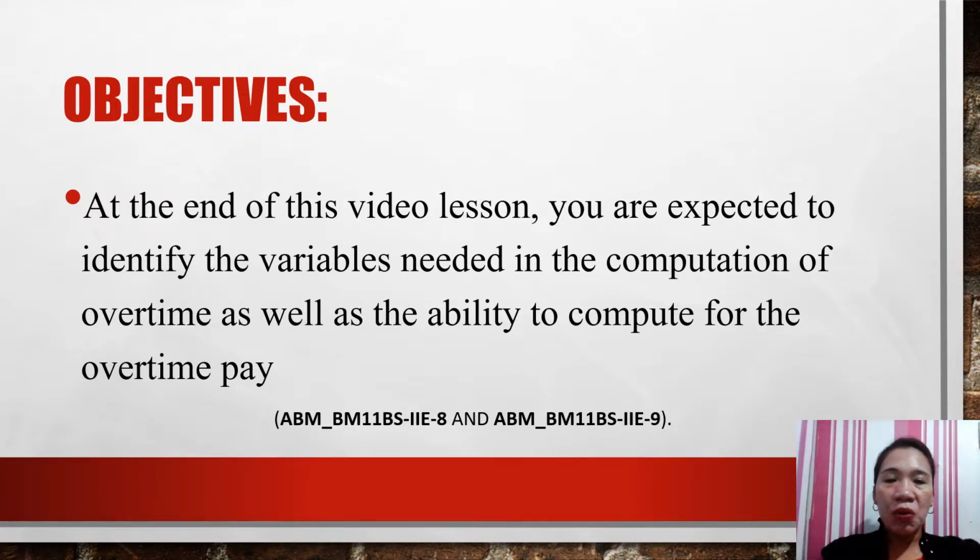So we have two objectives for today's video lesson. One is you are expected to identify the variables needed in the computation of overtime, as well as the ability to compute for the overtime pay.